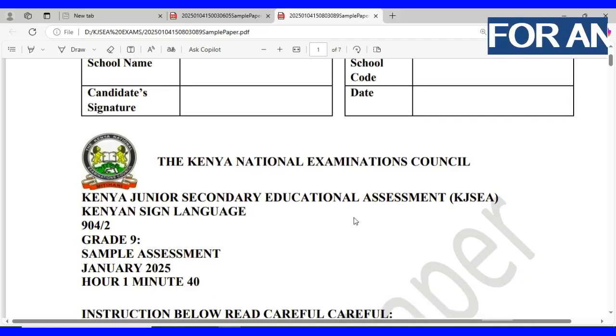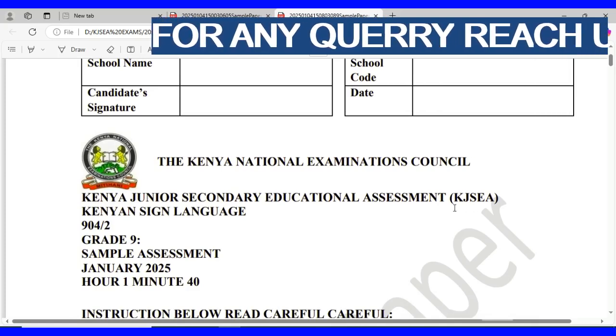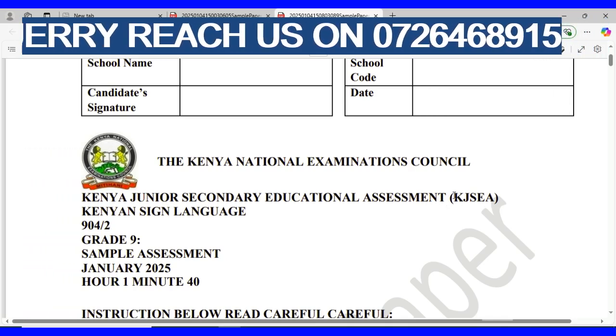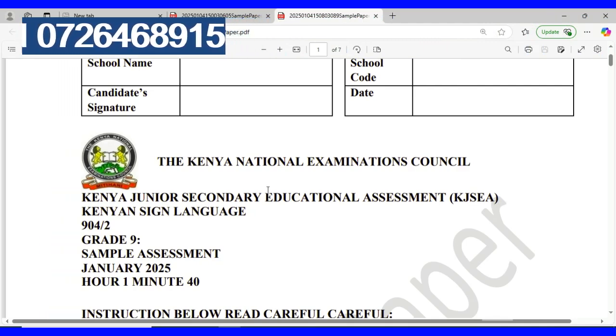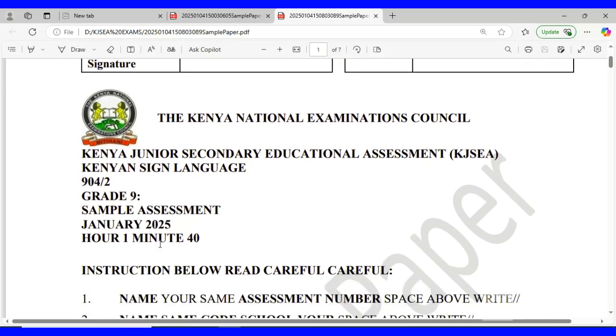Kenya Junior Secondary Education Assessment, KJSEA, or we can call it KJSEA. Like we say KPSEA, but this one is KJSEA. Kenya Sign Language Paper 2. We talked about Paper 1. Now this is how Paper 2 will look like.